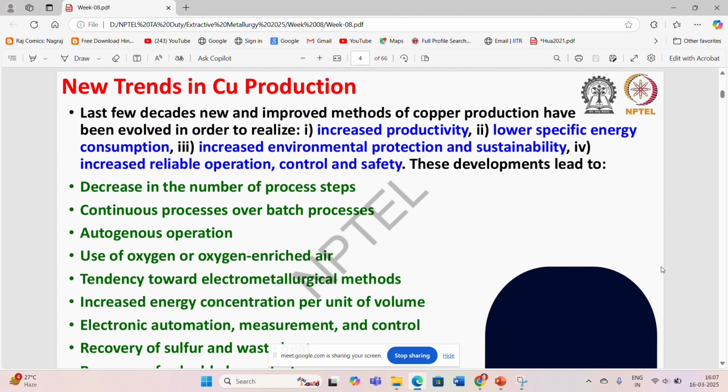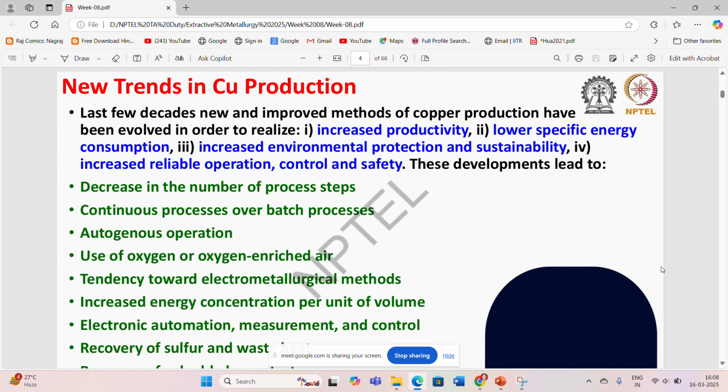So to fulfil this increasing demand of copper metal, we need to increase the productivity of copper via mining processes. Then we have to evolve the process in order to meet the increased demand for copper production. So a few improvements have been made in copper production, like increased productivity, lower specific energy consumption, increased environmental protection and sustainability, and more reliable operation, control and safety. And these developments have led to a decrease in the number of processing steps.